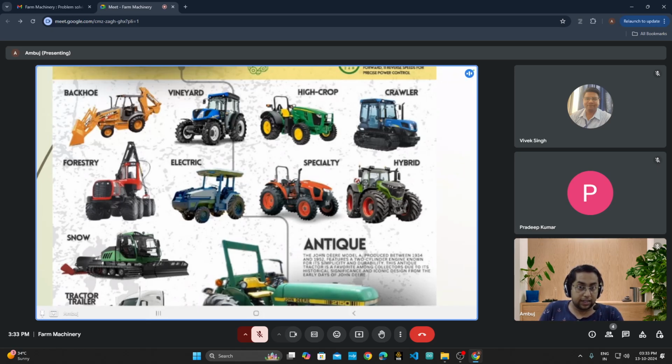Then the high row crop tractor is there. What is the meaning of high crop tractor? The ground clearance is somewhat higher. That is why this name has been given.